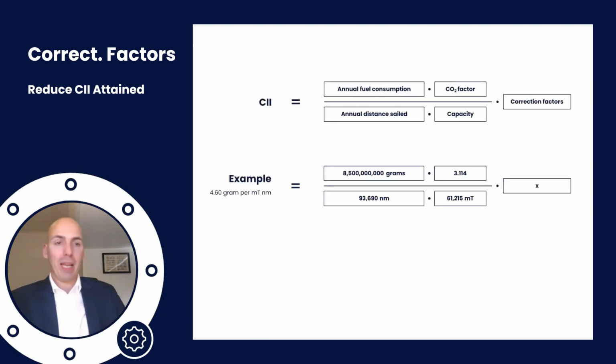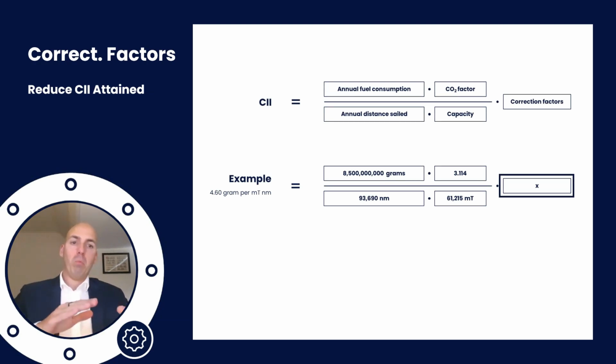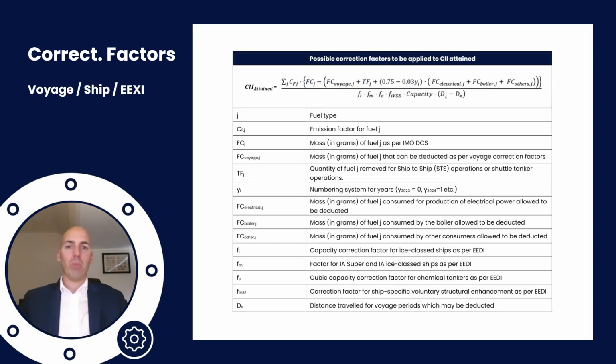So what happens if we go back to the formulas again, and of course this is the correction factor that we are talking about. They are less than 1, or it should be smaller than 1, in order to positively impact your CII attained. They basically reduce the amount of CO2 emissions that you have. So I'm going to show you something from the regulations. Don't be afraid. This is the CII attained with the correction factors included.